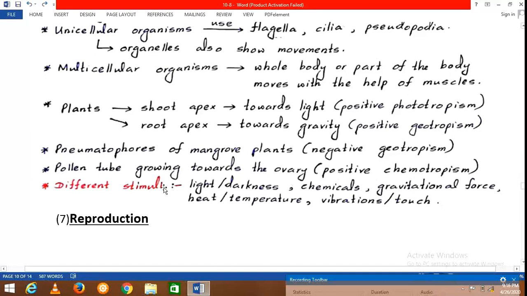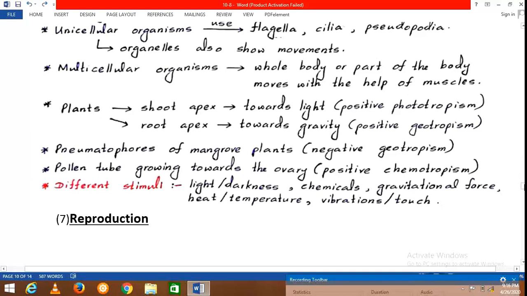And you learned that these movements take place as a response to stimuli. There are different stimuli like light, darkness, chemicals, gravitational force, heat or temperature, as well as vibrations or touch. So as a response to those stimuli, both plants and animals come up with movements.